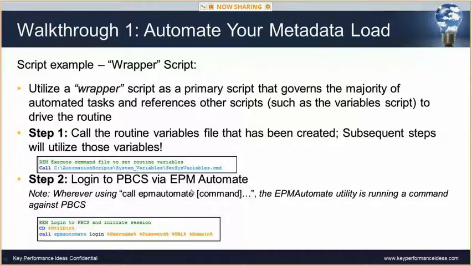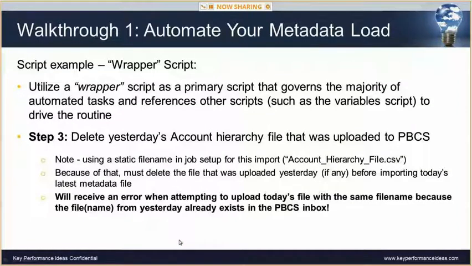So we do that, and then step 2 is really where we log in. So the notation there is call EPM Automate once we're pointing to where our EPM Automate directory exists. EPM Automate log in, and then we have our parameters here, which are also variables. And assuming we can log in successfully, we'll jump to step 3.